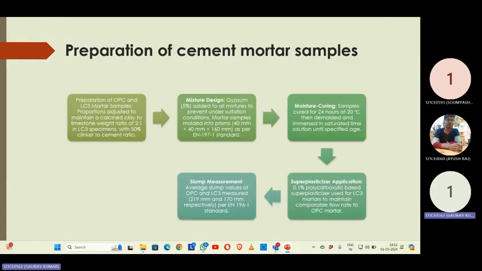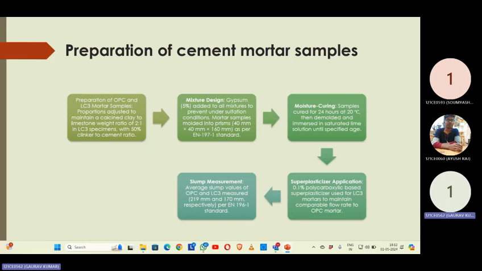Moving forward, preparation of cement mortar samples. First step is preparation of OPC and LC3 mortar samples. Second step is mixture design. Third step is moisture curing, followed by superplasticizer application, and last one is slump measurement. In the first step, proportions were adjusted to maintain a calcined clay to limestone weight ratio of 2:1 in LC3 specimens with 50% clinker to cement ratio, which is followed by mixture design.